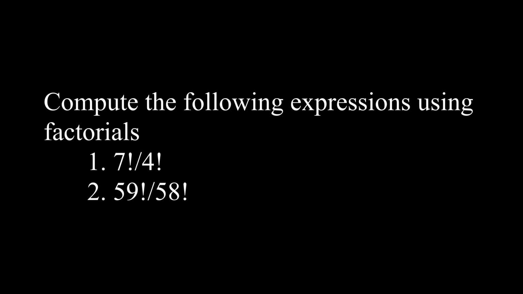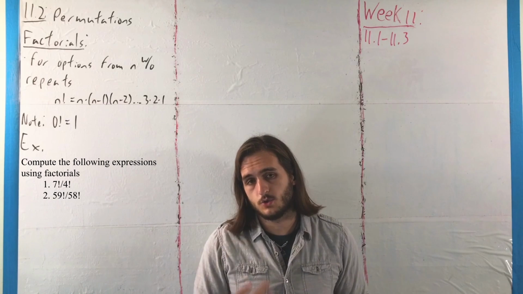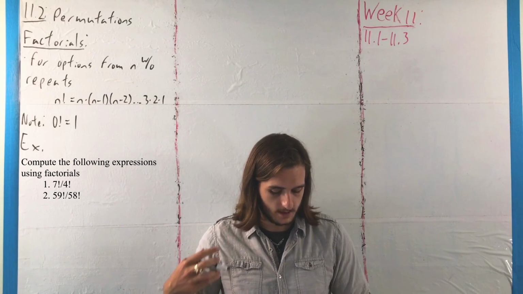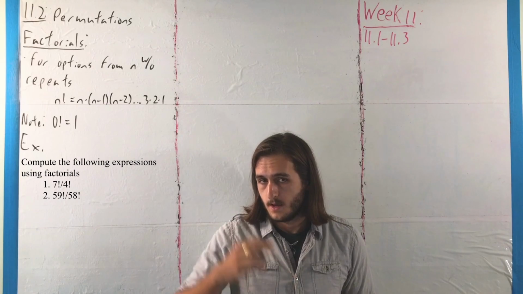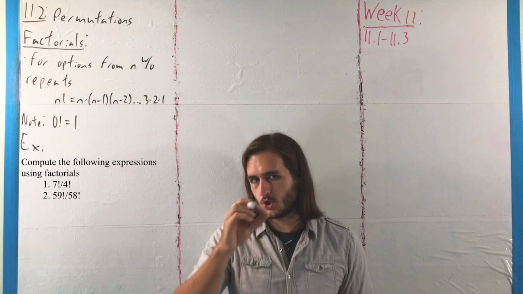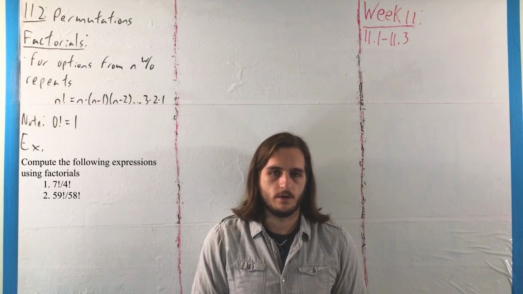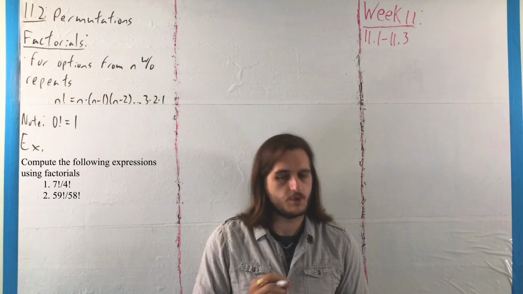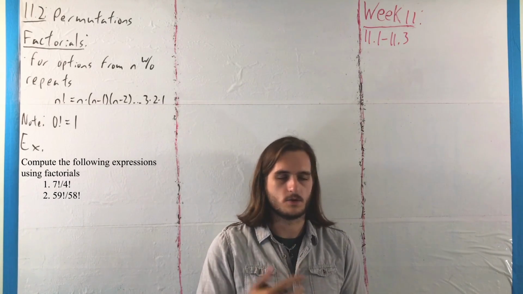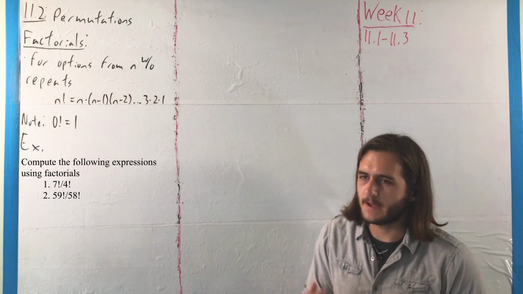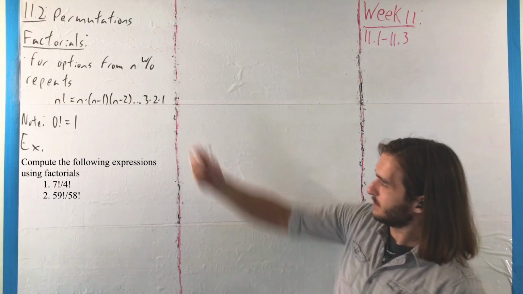So for this, we want to compute the following expressions using factorials. In the first case, 7 factorial over 4 factorial. In the second, 59 factorial over 58 factorial. And these do look like they're going to be a real problem. And I'm going to show you that the nice thing about factorials is that they end up reducing into very nice things, or at the very least they work better than it might initially appear.